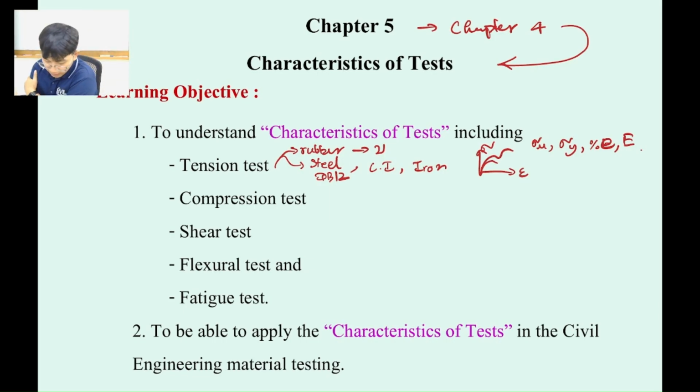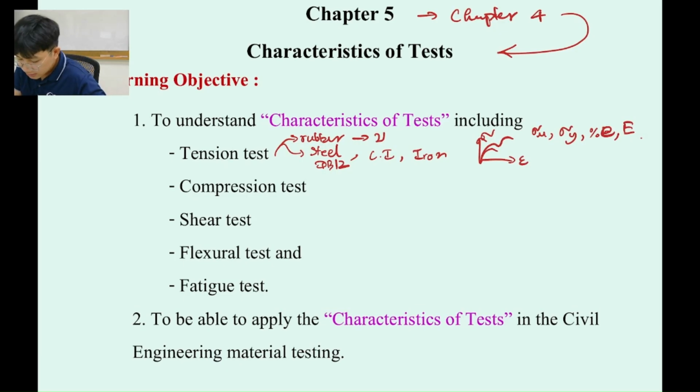The second one is the compression test. What are the materials that we test for compression? The first one is concrete. We have concrete, and what else? Brick. Another one is timber, or you can just call it wood or timbers, either is okay. It's a basic test: you press it, get the final value, and then find the stress.